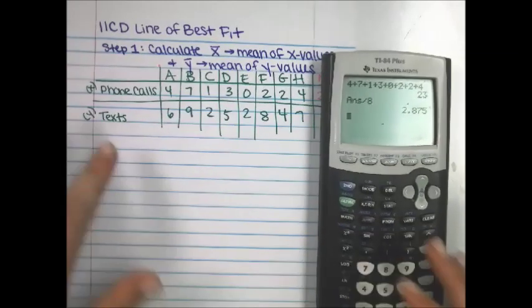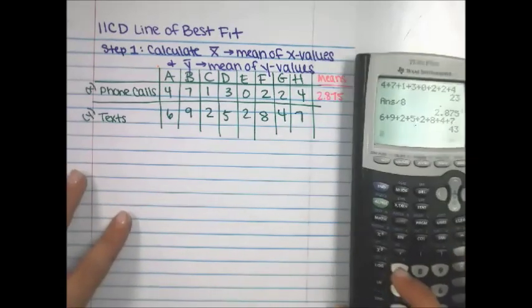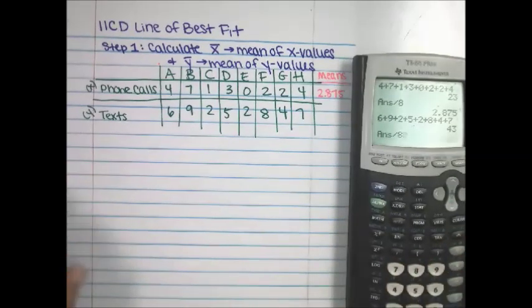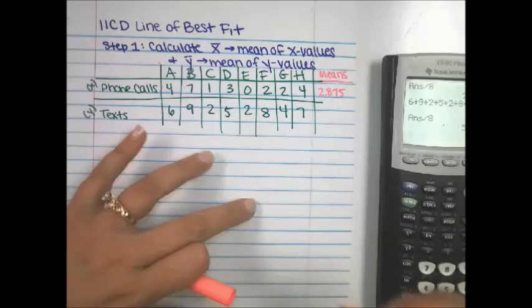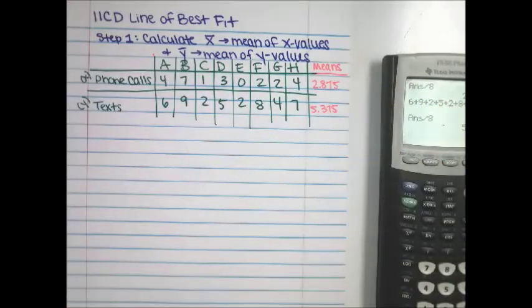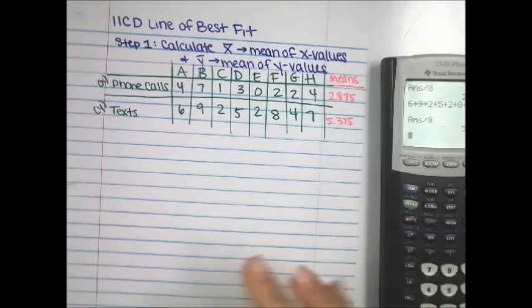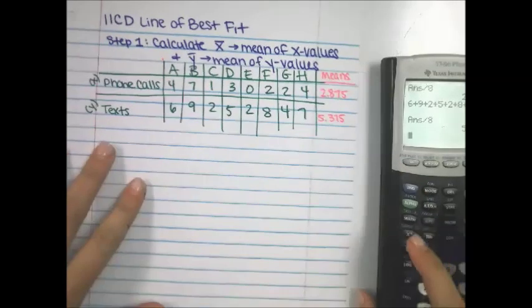We can do the same thing for our y. So 6 plus 9 plus 2 plus 5 plus 2 plus 8 plus 4 plus 7 is 43, divided by 8 total, so 5.375. Awesome. I'm going to show you the way to do this in your calculator, if you have a lot of data and don't want to do this by hand.